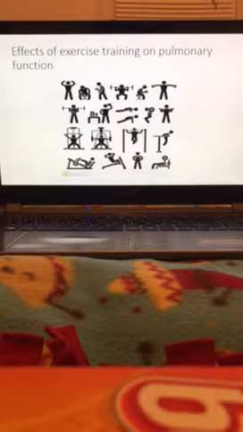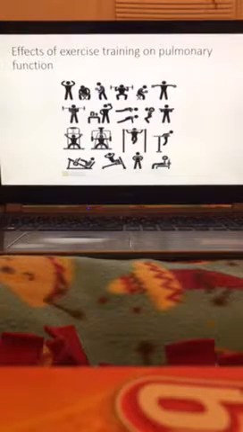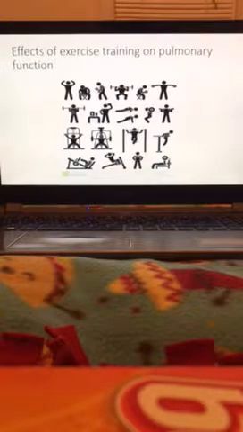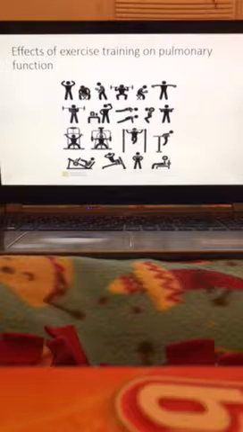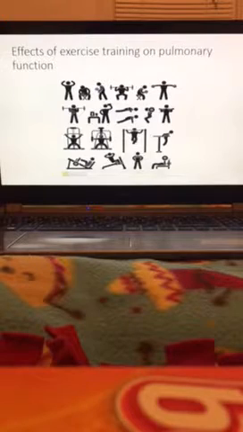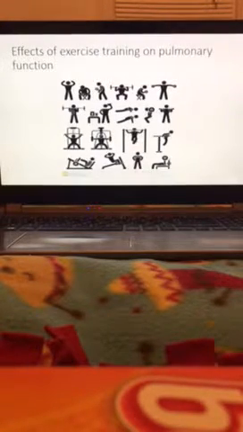Now we will cover some of the effects of exercise training on pulmonary function. And those are improving breathing efficiency, reducing metabolic acidosis, increasing oxidative capacity of the respiratory muscles, and decreased functional residual capacity.